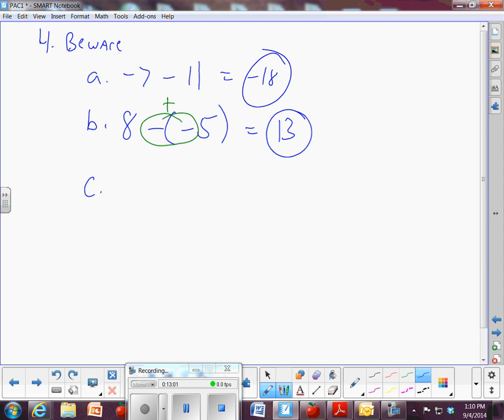How about something like this? Negative 8 minus the absolute value of 3. Okay, that's an absolute value problem, so be careful. Remember, absolute value is how far the number is away from 0. How far is 3 away from 0? What's the distance from 3 to 0? It's 3. And so now what kind of problem do you have?